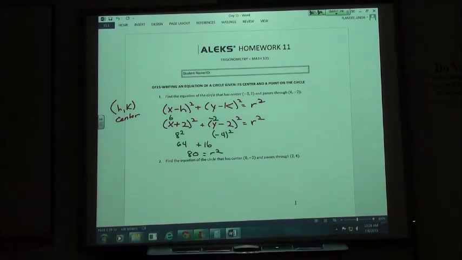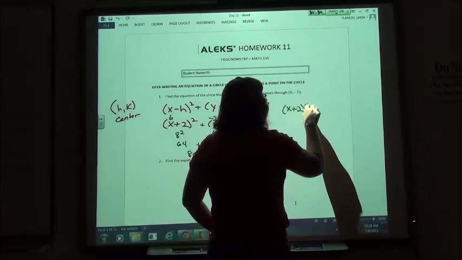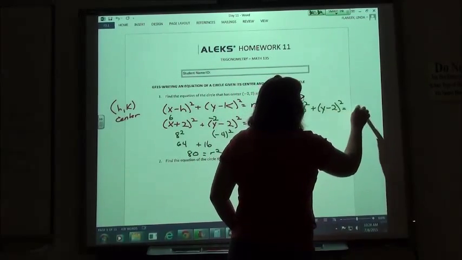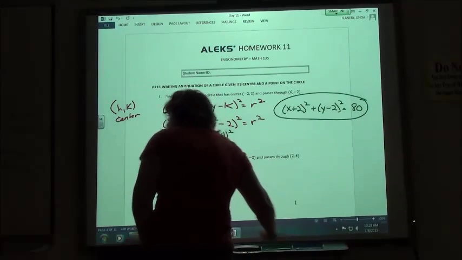Now you don't have to write it as something to the second power. You can just leave it as the 80. It'll be fine. And so our equation is going to be x plus 2 squared plus y minus 2 squared equals that 80 that we got for the r squared.